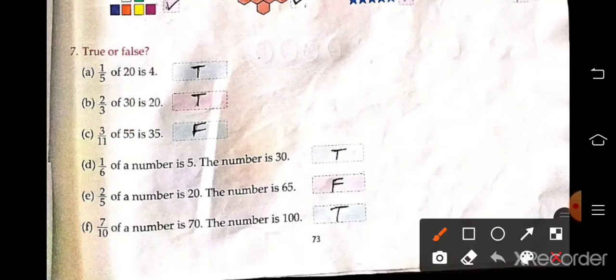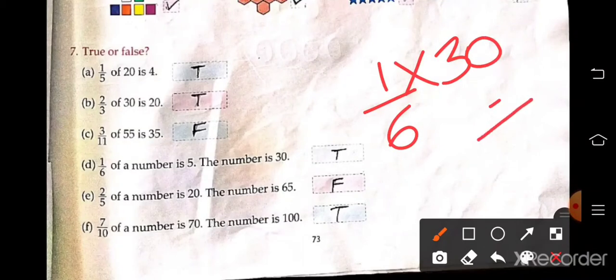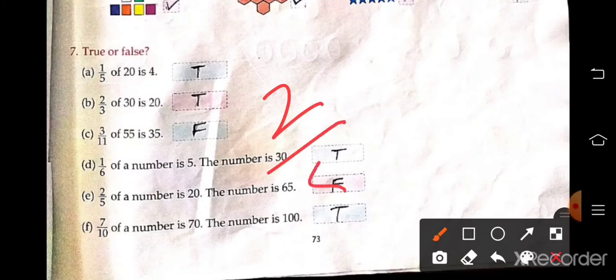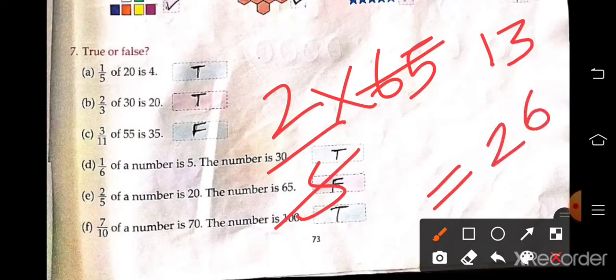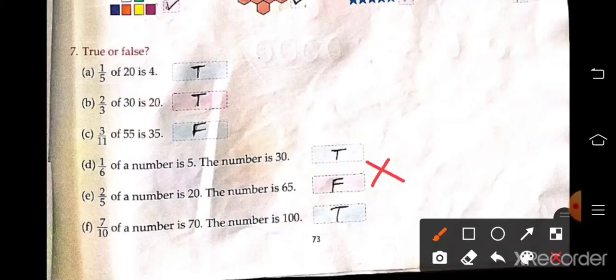Okay, 1 upon 6 of a number is 5. The number is 30. 1 upon 6 of a number 30 is 5. So 6 5 ja 30. Yes, this is 5. So this is true. 2 upon 5 of a number is 20. The number is 65. So 2 upon 5 multiply 65. 5 1 ja 5, 5 3 ja 15 and 13 2 ja 26. No, this is 26. And so this is wrong. So check this one also and write true or false.